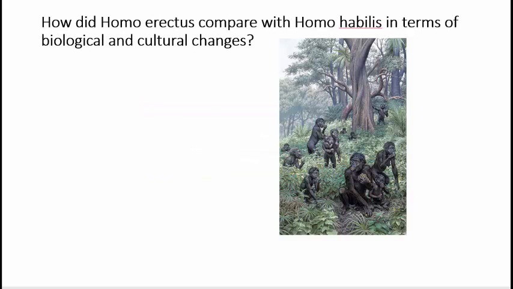How did Homo erectus compare with Homo habilis in terms of biological and cultural changes? The transition from Homo habilis to Homo erectus was accomplished by a number of physical and cultural changes. Body size increased substantially, possibly as a result of climate change and increased access to protein from meat. In addition, body proportions changed as arm length reduced and leg length increased, reflecting a more modern form of bipedalism.